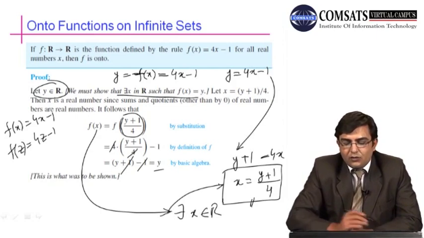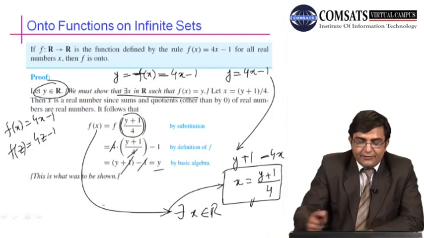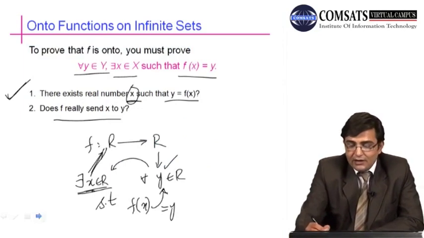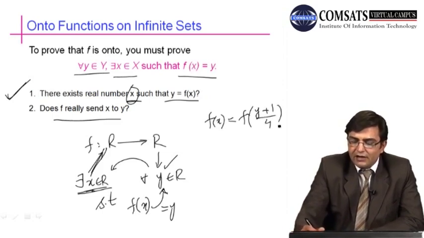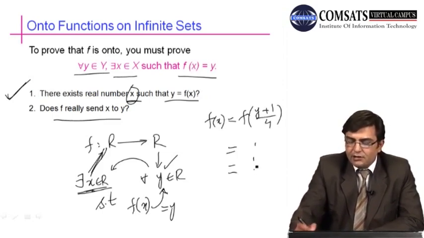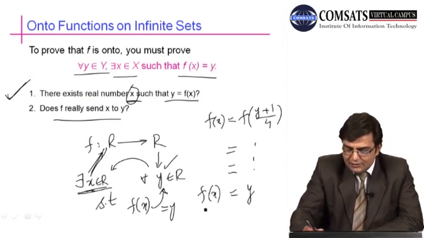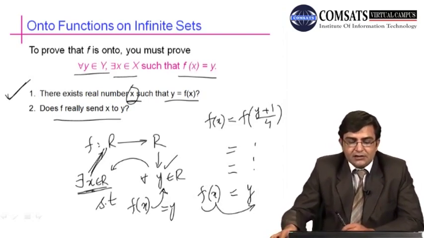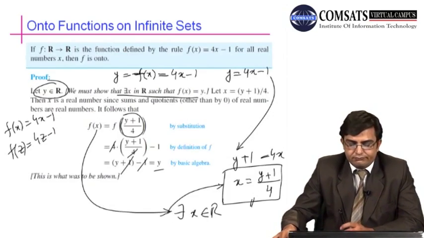So what we have done here, we have proved that f really sends x to y, as we have supposed. f of x, f of y plus 1 divided by 4, and we have arrived after some steps at y. So what does it mean, f of x equal to y? It means f really sends x to y. So therefore the given function f of x is an onto function.